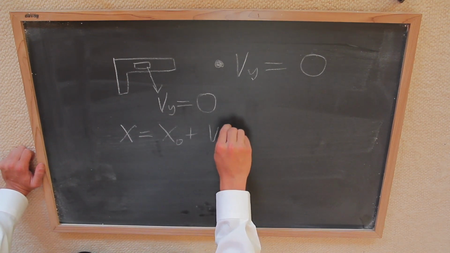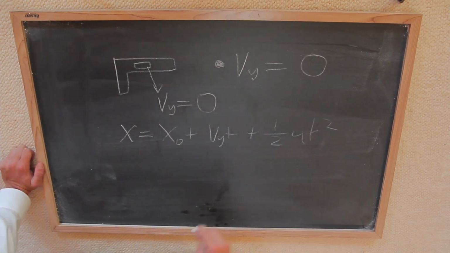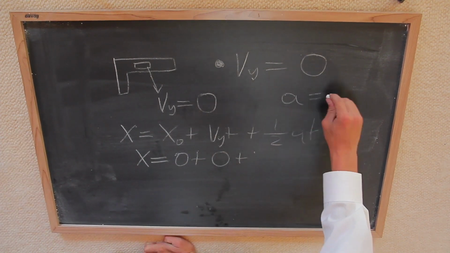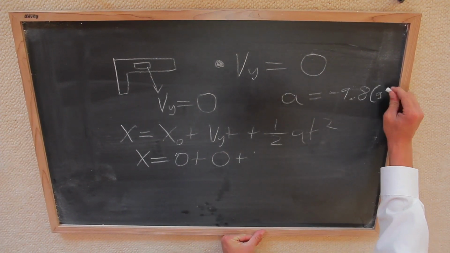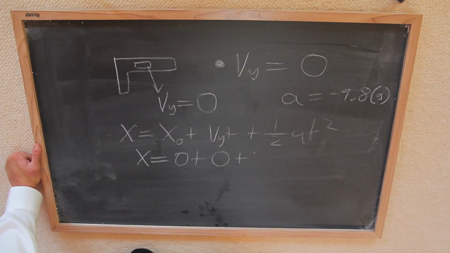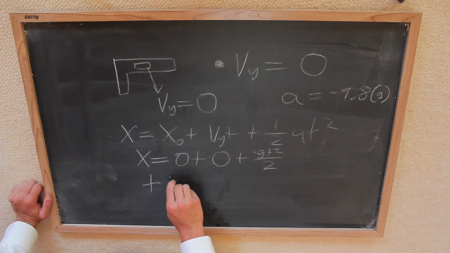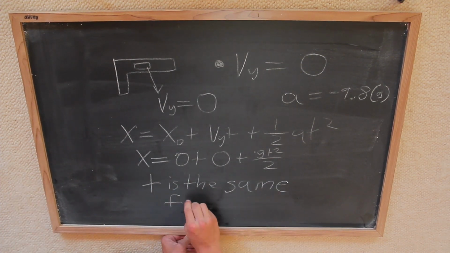Using the kinematics equation x equals x naught plus v_y t plus 1/2 a t squared, we'll find out that the time it takes for the shell to reach the ground and the bullet to reach the ground will be the same, because the initial y velocity and final x position are both 0, and they both accelerate to the ground at 9.8 meters per second per second.